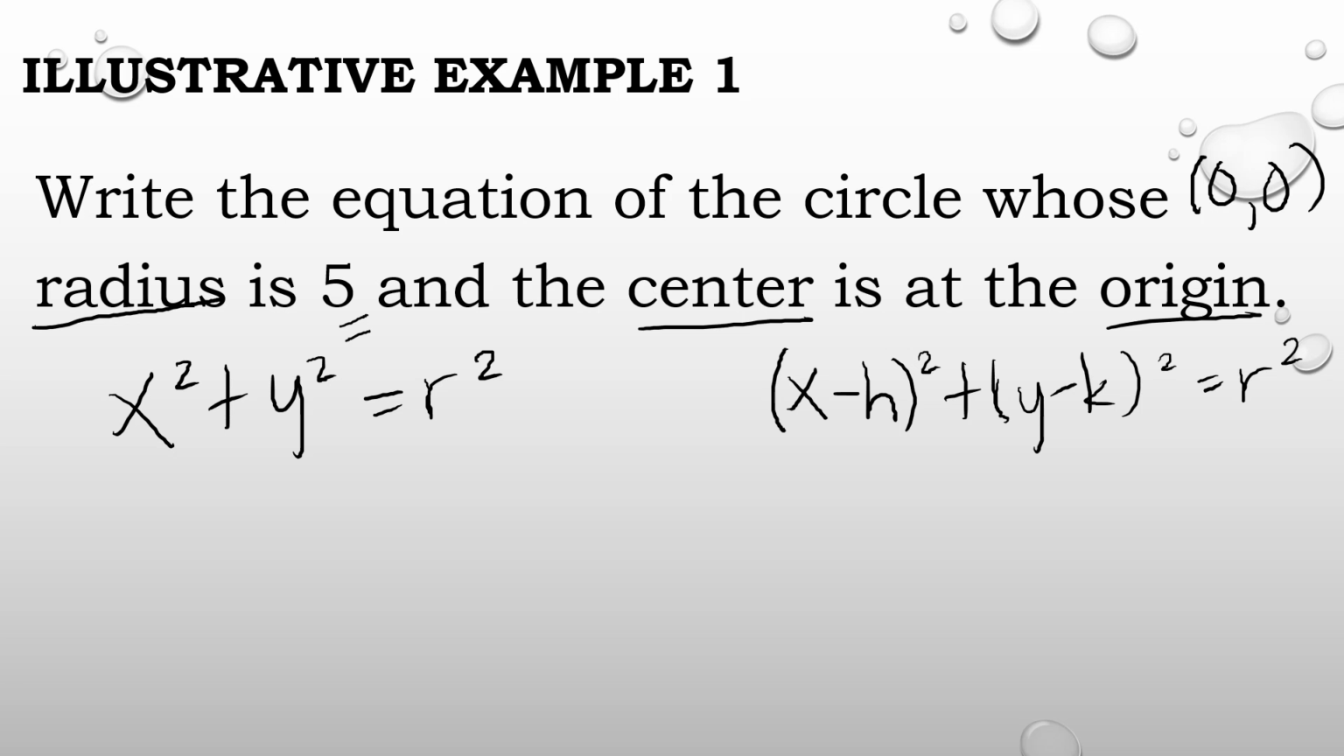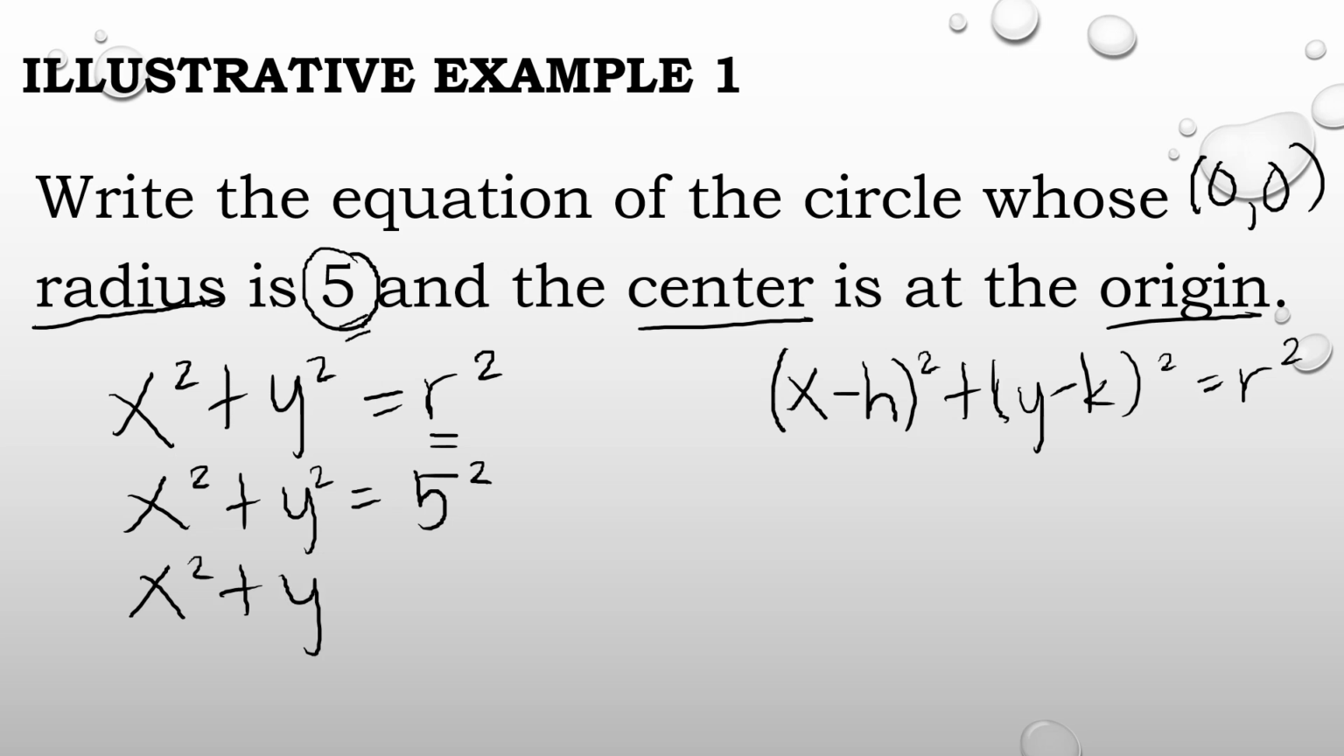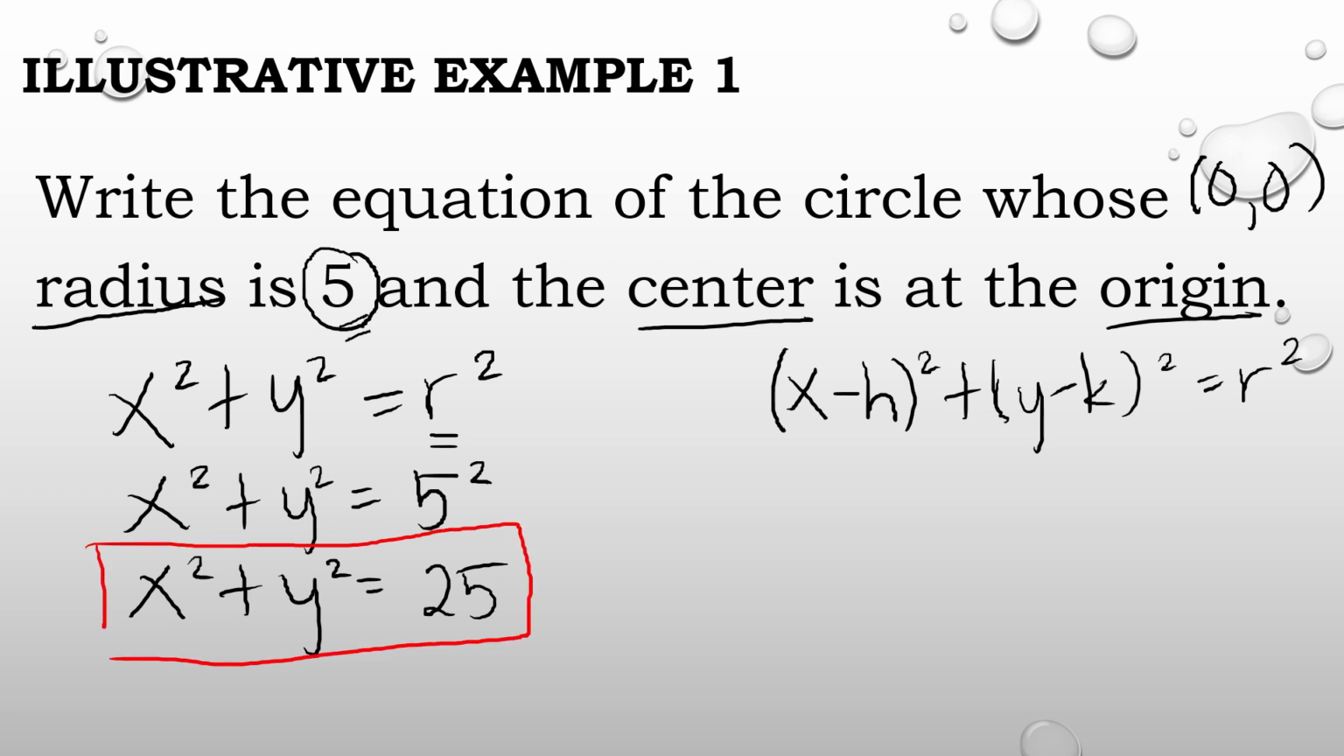So here, let's focus on this given formula. We just have to identify the radius and substitute it to the given variable r. So copy x squared plus y squared is equal to r, which is 5, then square. Copy x squared plus y squared is equal to 5 squared is equal to 25. And therefore, class, the equation of the circle in standard form is x squared plus y squared is equal to 25.